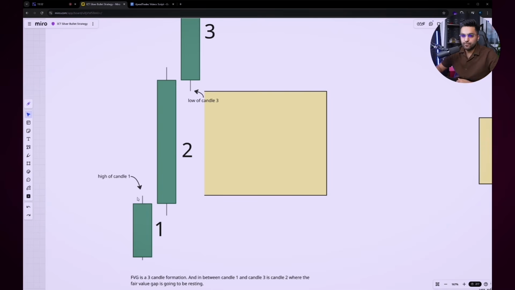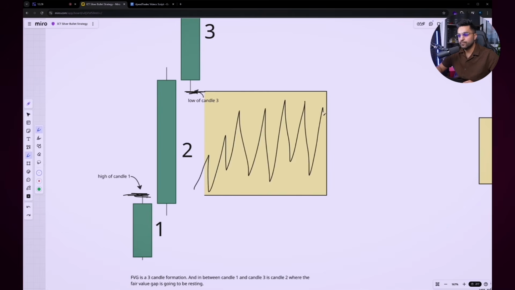Now we have a candle 1, and where is the high of candle 1? It's here. High of candle 1, we marked it, and the low of candle 3 is right there. Anything between the high of candle 1 and the low of candle 3, if there is a gap just like this, that is going to be a fair value gap. As I said, the fair value gap is going to be resting in candle number 2. So that's the second candle we have, and it's between the high of candle 1 and the low of candle 3. So all this area is the fair value gap.